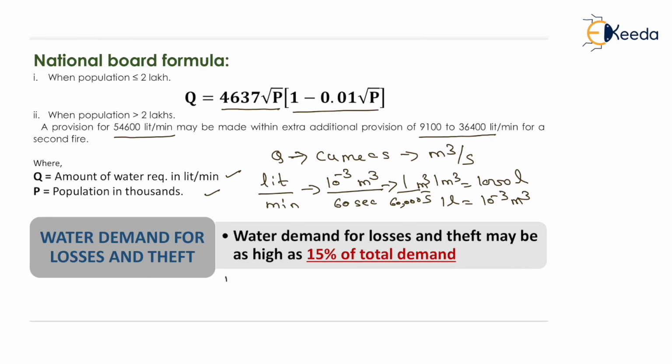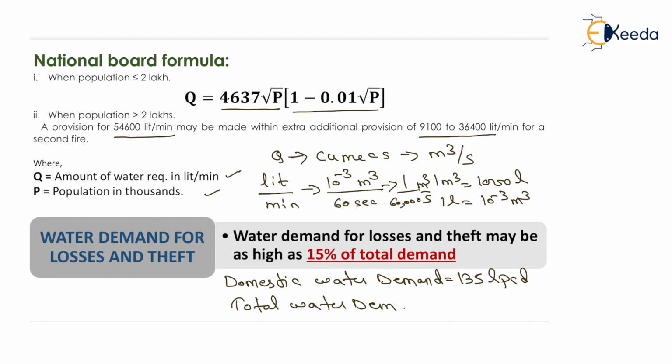So we had discussed the total domestic water demand, which will be equal to how much? It will be equal to 135 liter per capita per day. Similarly, the total water demand means the sum of all the demands. Now the total water demand will be equal to 270 liter per capita per day. These two values are very important from the point of view of all government exams as well as from the GATE point of view. Okay, now that is all about the water demand.